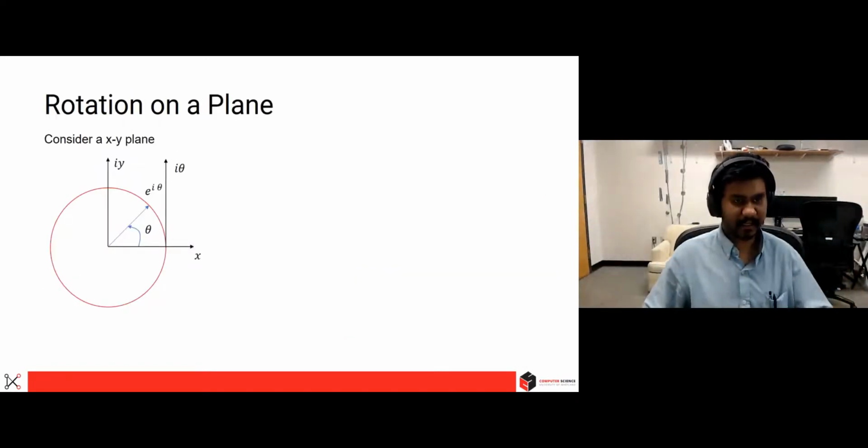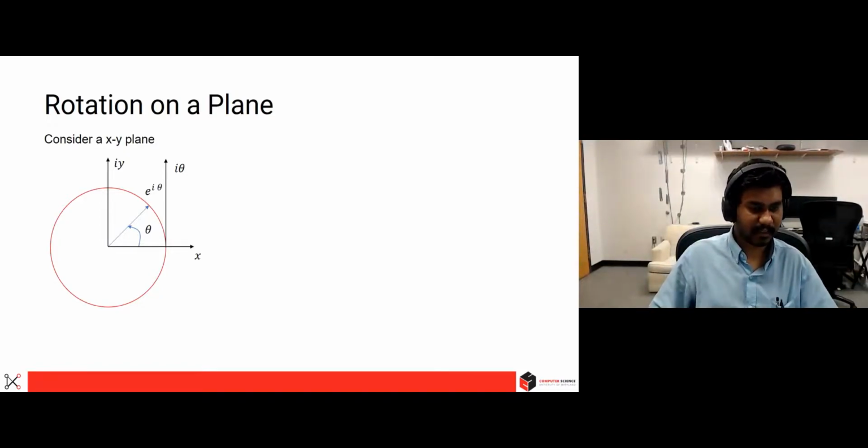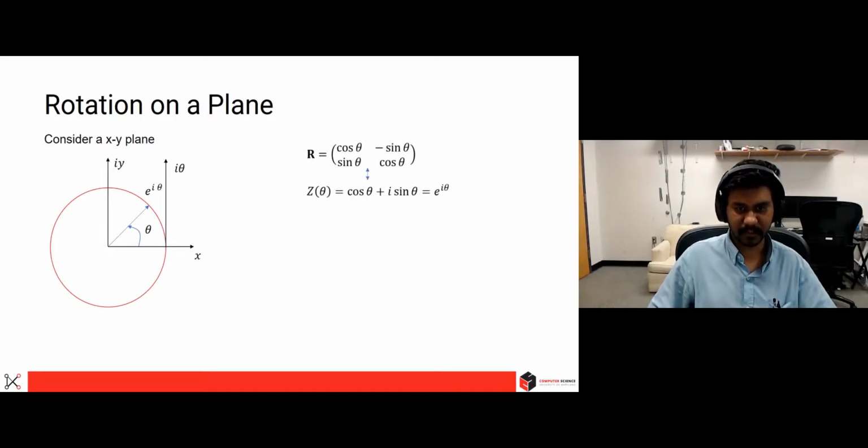So let's dive right in and talk about rotation on a plane. Consider an XY plane as shown in the figure, and we have an origin which is the center of the unit circle shown in red. Any point on this can be thought of as a complex number, represented by e^(i theta), where i is the imaginary number, root of -1. This can also be represented as a rotation matrix, [cos theta, -sin theta; sin theta, cos theta], and as a complex number in exponential form, which is z(theta) = cos theta + i sin theta, or e^(i theta).